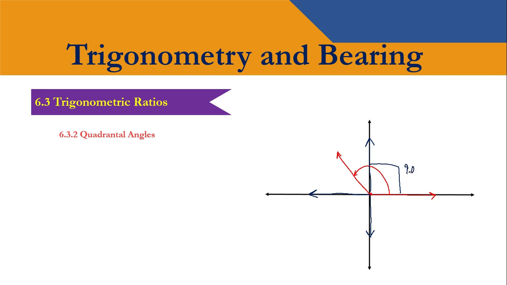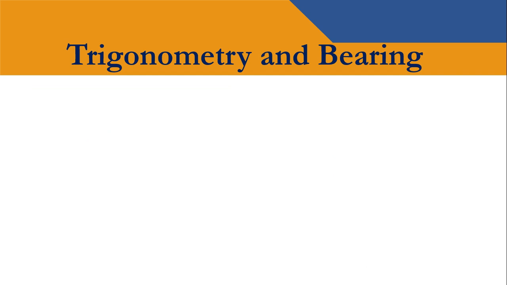This angle is 90 degrees. If we measure the angle from the initial side to this terminal ray, this is 180 degrees. Similarly, if we measure the angle to this terminal side, which is toward the negative y-axis, it is 270 degrees. So 90 degrees, 180 degrees and 270 degrees are known as the quadrantal angles.